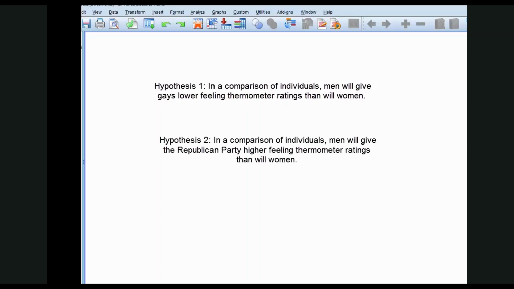These hypotheses suggest, the first one, for example, suggests that if we divide the sample up into two subsamples, one male, one female, and calculate means of the gay feeling thermometer, we're going to find that the male mean is lower than the female mean. Similarly, we would find in the same two subsamples that the male mean would be higher in terms of the Republican feeling thermometer than women.